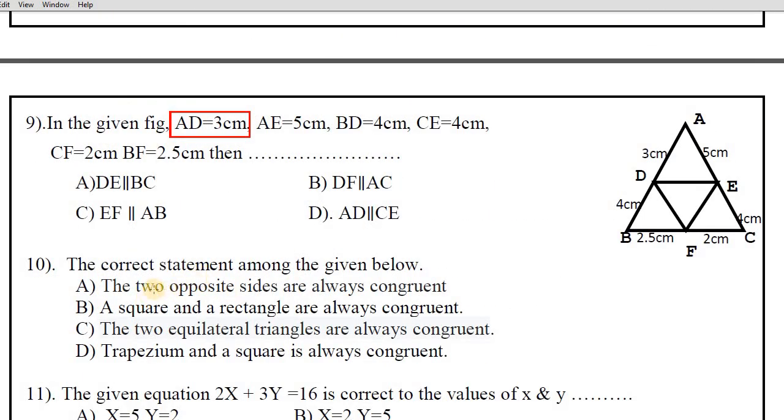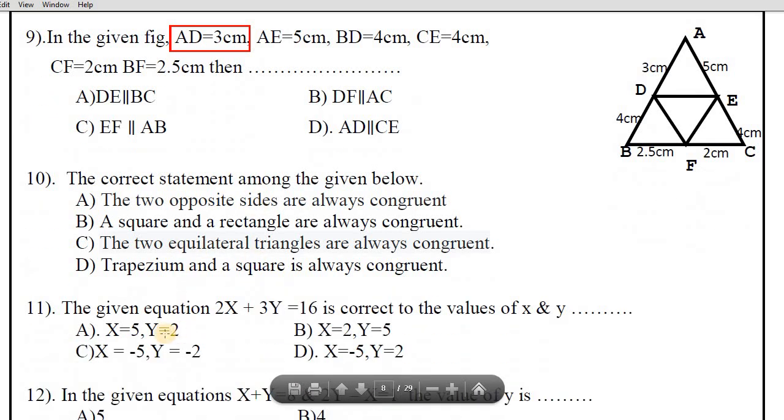Question number 10, children. The correct statement among the given below. Option A. The two opposite sides are always congruent. It is obviously wrong. Opposite sides cannot always be congruent. For example, you take a trapezium. Congruent means equal. No, it is wrong. Option B. A square and a rectangle are always congruent. Wrong. It is not at all congruent. A square is not equal to a rectangle. So it is not always congruent.